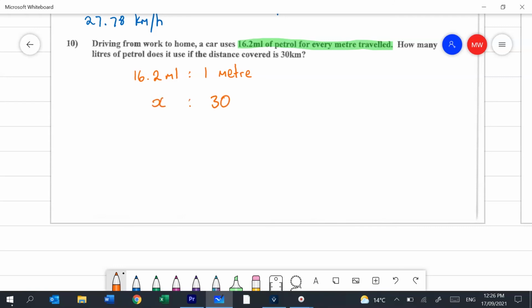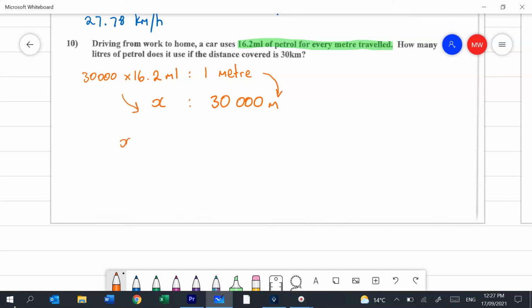Now for starters, we've got 1 in metres and we've got 1 in kilometres. That won't really work, will it? There's 1,000 metres in a kilometre, so let's just make this one 30,000. And then we're comparing metres with metres, okay? And so what did we do to make 1 into 30,000? We times it by 30,000. So let's multiply 16.2 by 30,000. And that will give us X.